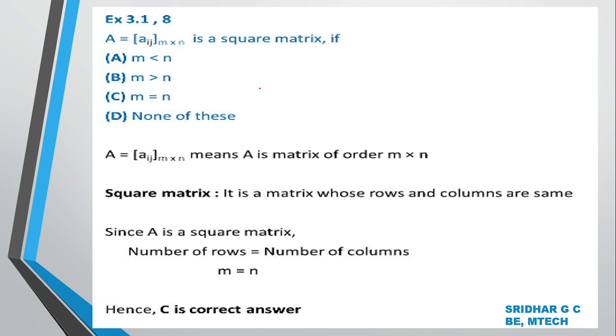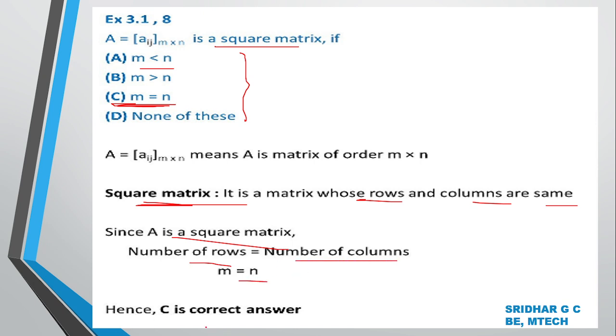Next, they are asking us whether it is a square matrix. Okay, they are telling that it is a square matrix and they are asking which of the options are correct. When it is a square matrix, orders are equal, right? So the option will be C. Directly I am telling, let me explain. Square matrix means it will have rows and columns the same. So A is a square matrix, they are telling. So number of rows is equal to number of columns. That means the answer is C. M equals N. M can't be greater than N or M can't be less than N.